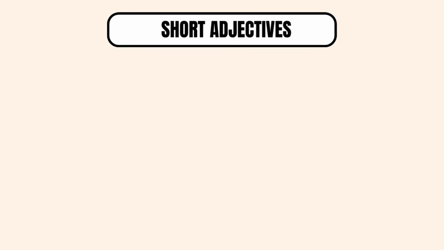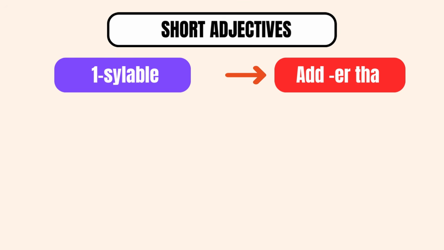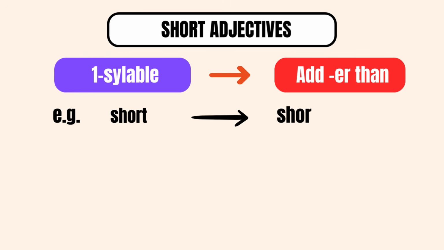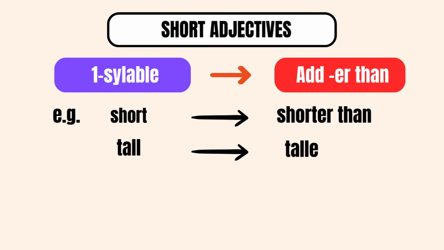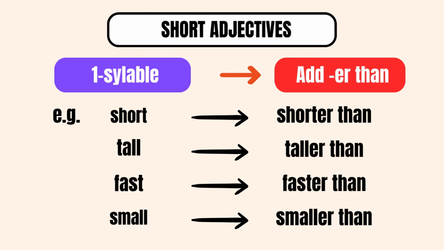For short adjectives with one syllable, we use the than structure. For example, the word short is used as shorter than in comparison. The word tall is used as taller than in comparison. The word fast is used as faster than in comparison. The word small is used as smaller than in comparison.